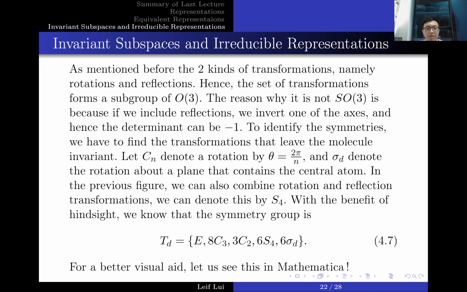So let Cn denote the rotations by theta equals 2 pi over n. Sigma d denotes the reflections about a plane that contains a central atom. And in the previous figure, we can also show that the combination of rotations and reflections can also yield a symmetry, namely S4. And with the benefit of hindsight, we know that the group symmetry is this. But I will show you this more visually in Mathematica as well.